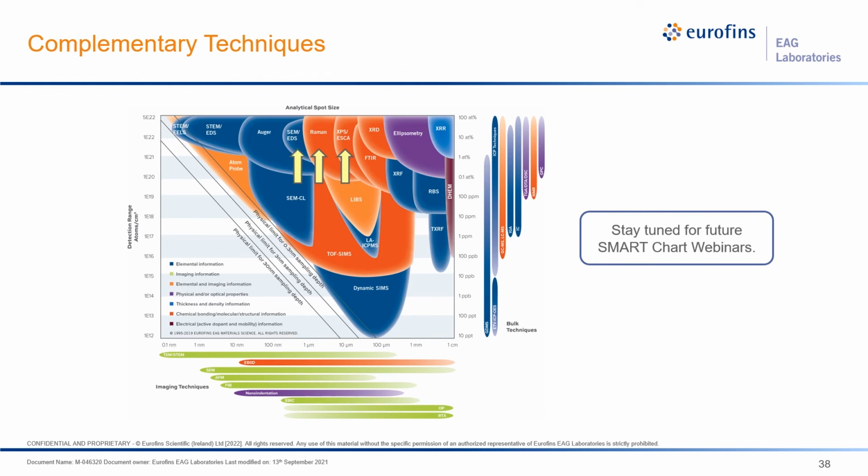SEM EDS, I mentioned before, has excellent imaging resolution, offers very good elemental analysis for areas and down to depths of about a micron or so. For the ultimate in spatial resolution, you can go to STEM with EDS and EELS, electron energy loss spectroscopy, to identify elements. And then finally, we do lots of analysis with TOF SIMS, which has an excellent detection limit of parts per billion and a fairly decent spot size of a few microns.